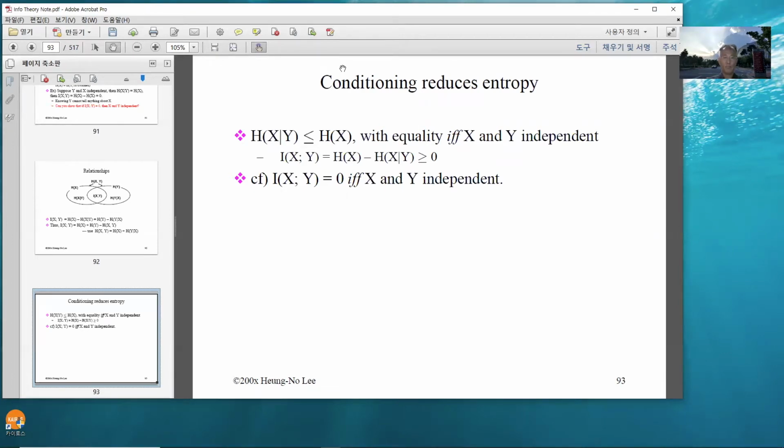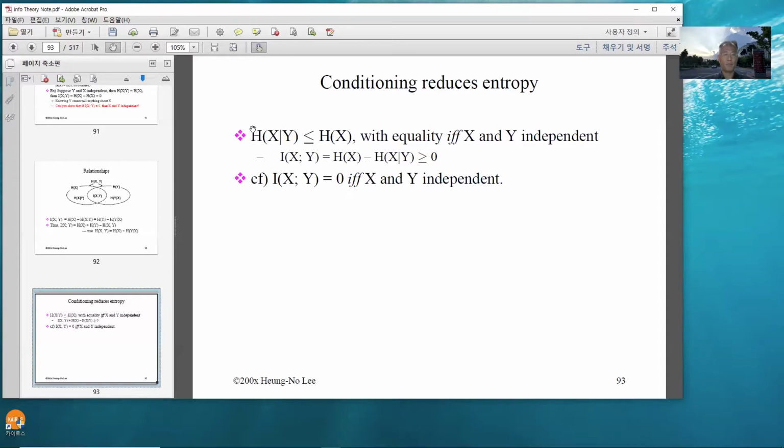We want to study conditioning, and we want to say that conditioning reduces entropy. So we compare conditional entropy versus entropy. And then we want to say that the conditioned one is smaller than or equal to the unconditioned one. The equality here holds if and only if x and y are independent.